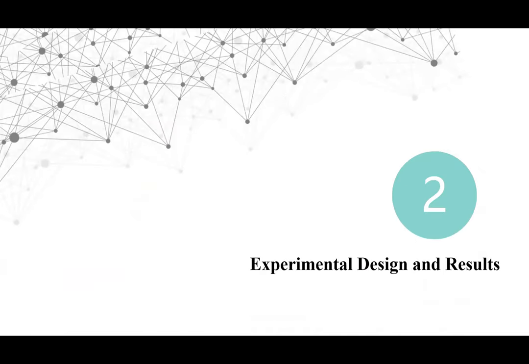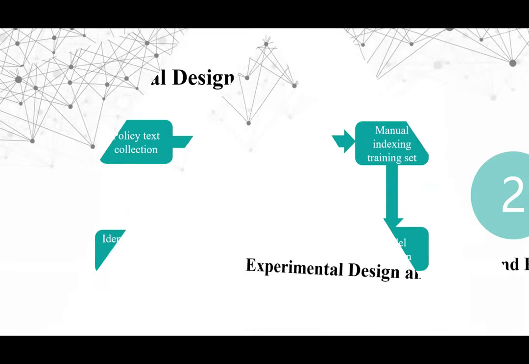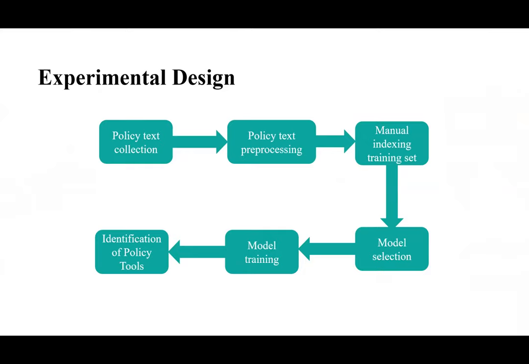Then I will introduce the experimental design and the results. First, we use automatic collection technology to obtain policy texts in related fields and pre-process the text. Second, we manually index the training data according to the policy tool classification system. Next, we select appropriate text classification models for model training according to the features of the policy tool recognition text. Finally, we use the optimal model for automatic classification of policy tools.